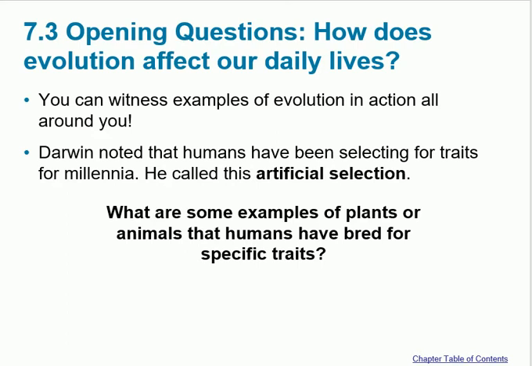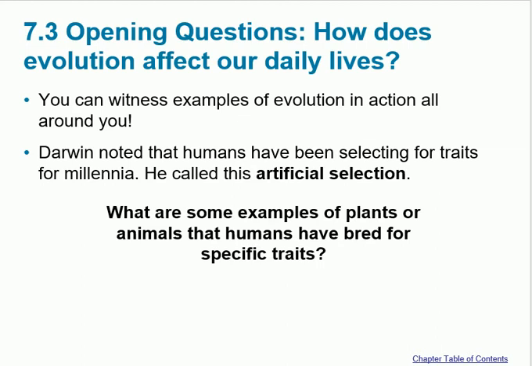How does evolution affect our daily lives? We talked about natural selection, right? Natural selection is not something that we intended to do. It just happened. And because of that, if that was a good mutation, they are naturally selected and they're going to reproduce. But there is something called artificial selection, not natural selection.